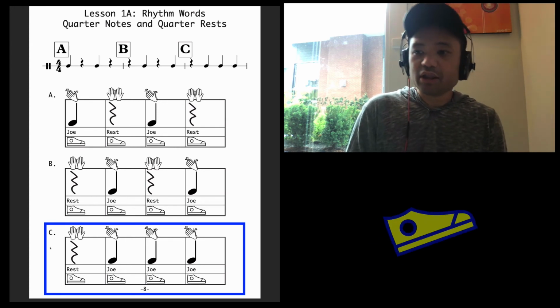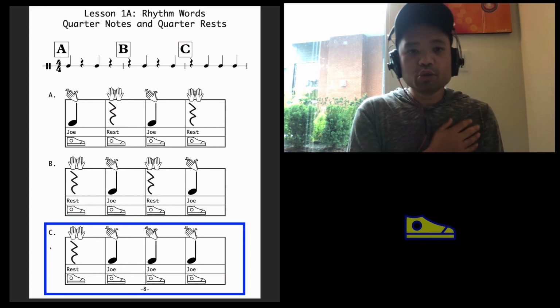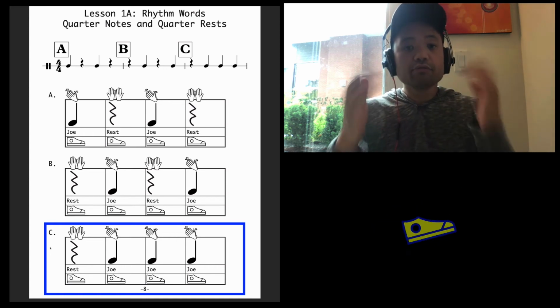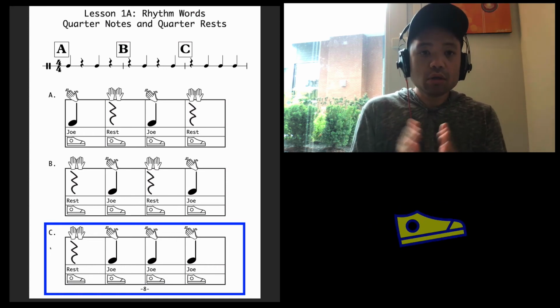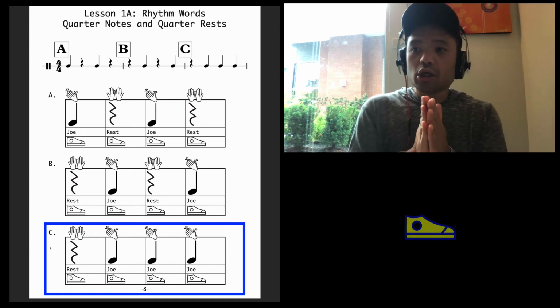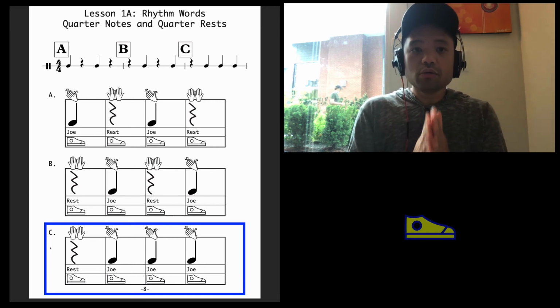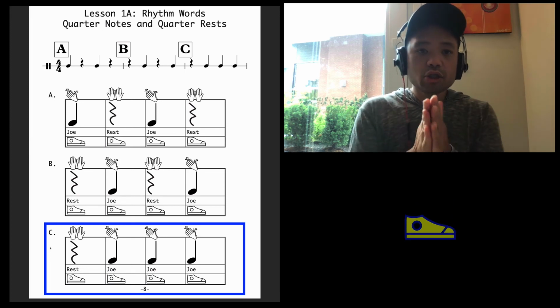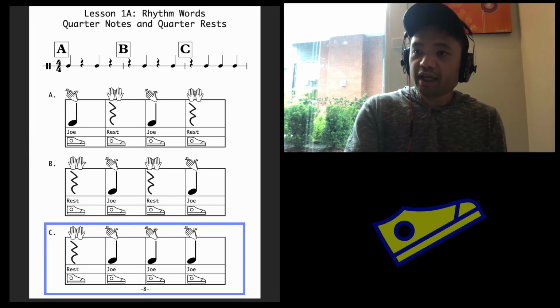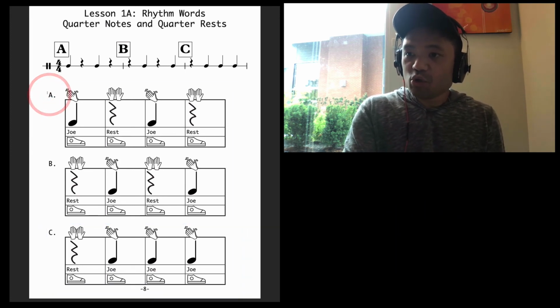Now it's going to be your turn. Here we go. One, two, your turn. Here it is. Rest, Joe, Joe, Joe. Rest, Joe, Joe, Joe. Rest, Joe, Joe, Joe. Okay, now for the challenge I want you to do the whole page.